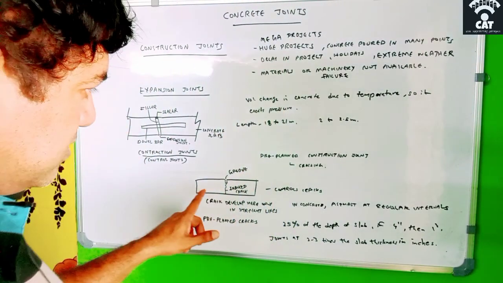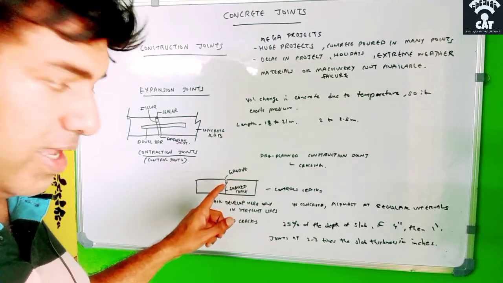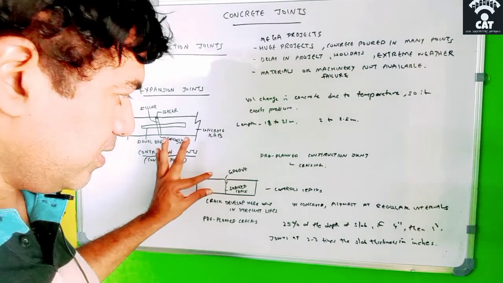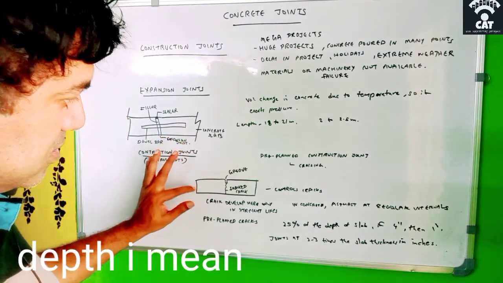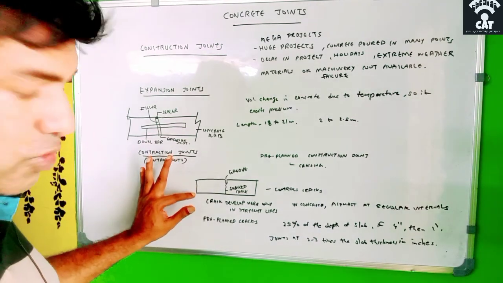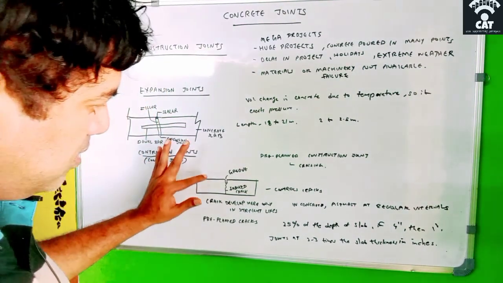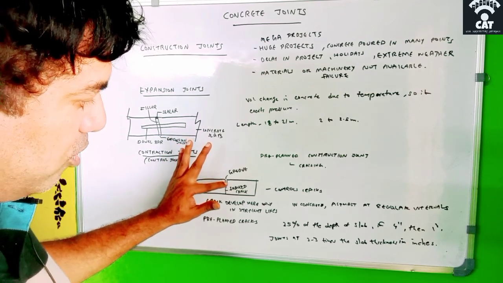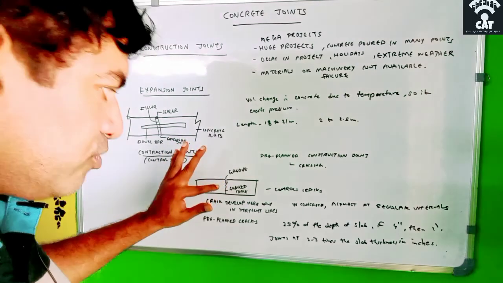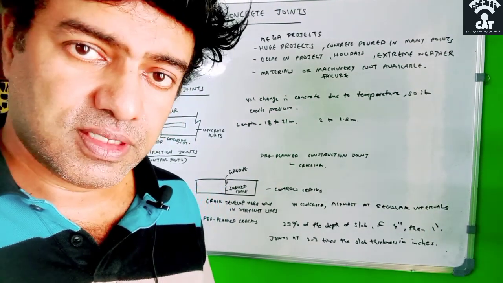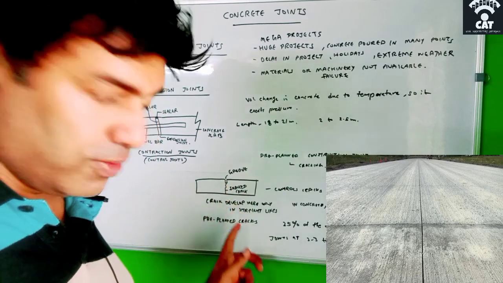So how it is done is that this is the concrete, and this is the depth of the slab, from here to here. We have to make a groove which is around 25% of the depth, up to 25%. If you make that groove, then there will be less formation of cracks in other areas. The crack will be formed only at that area.